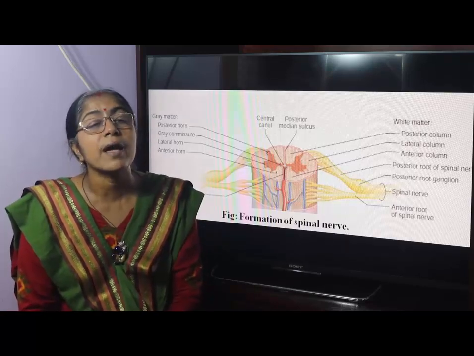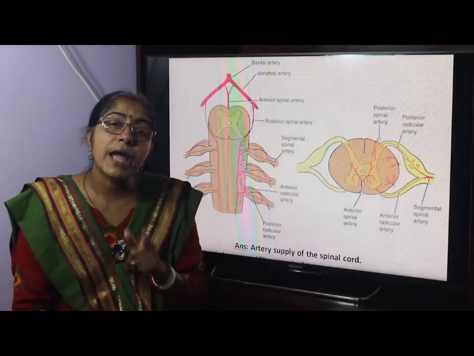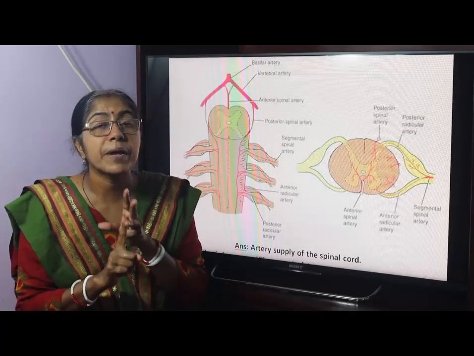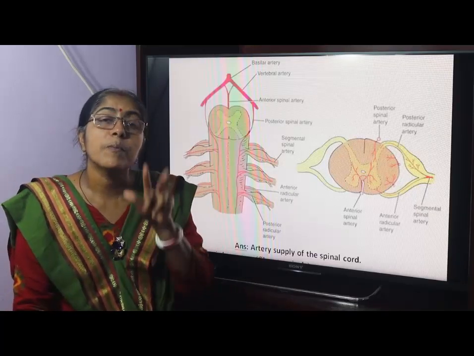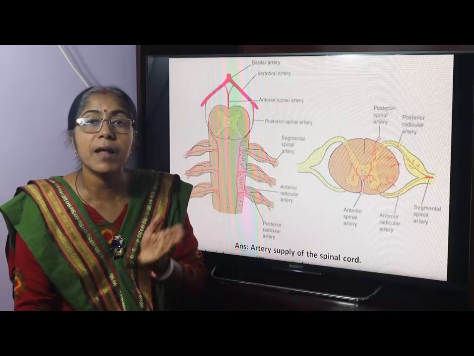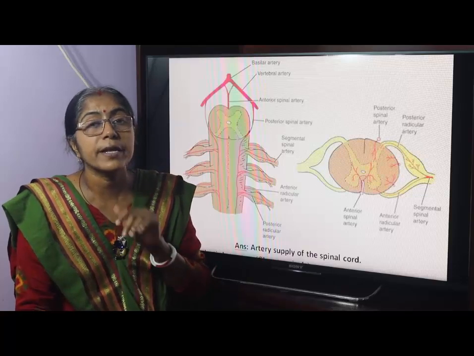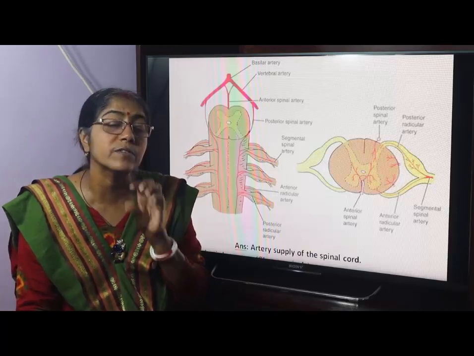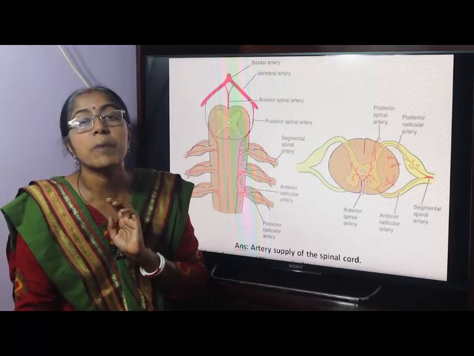Now, artery supply of the spinal cord. Let's go to the next picture. Spinal cord is supplied by anterior spinal artery, posterior spinal arteries and the segmental spinal arteries. Now, anterior spinal artery, it is formed by the union of the two spinal arteries arising from the vertebral artery, and it descends downwards on the anterior surface of the spinal cord, ramifies into a number of small branches and enters into the substance of the spinal cord and supplies anterior two-thirds of the spinal cord.